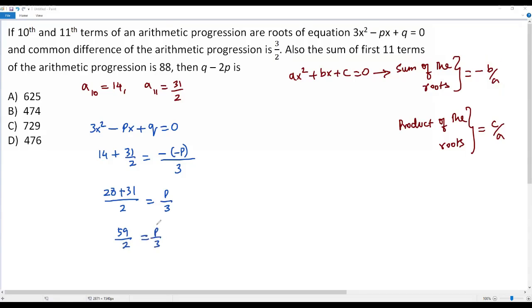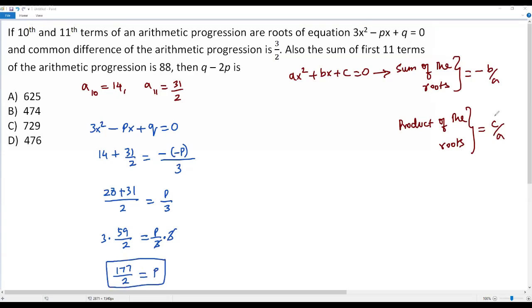To solve for p in this equation, I have to get rid of the denominator 3 over here. For that, I multiply both sides of the equation by 3. Then 3 will cancel out. When I multiply 3 and 59, I get 177 over 2 equals p. Now I have the value of p. The value of p is 177 over 2.